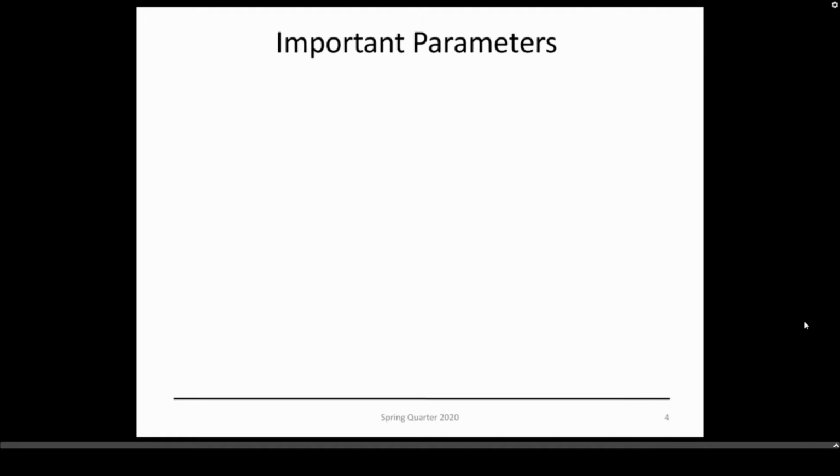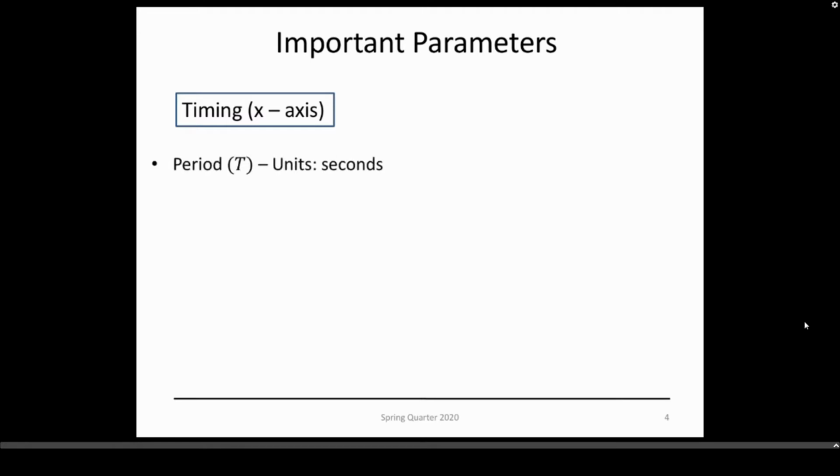There are a set of important parameters that it's important for you to know. Normally we have two axes, and on the x-axis you represent time, and this is where you have information about your period, which the units are seconds. And there is a way to relate the period with frequency, which is the period is the inverse of frequency and vice versa, and the units used for frequency are hertz.